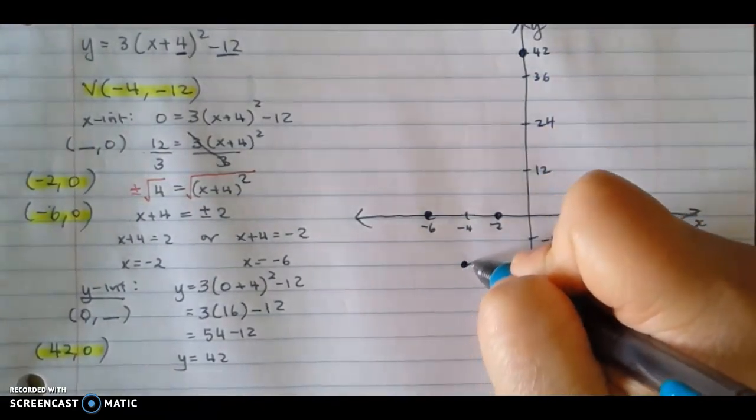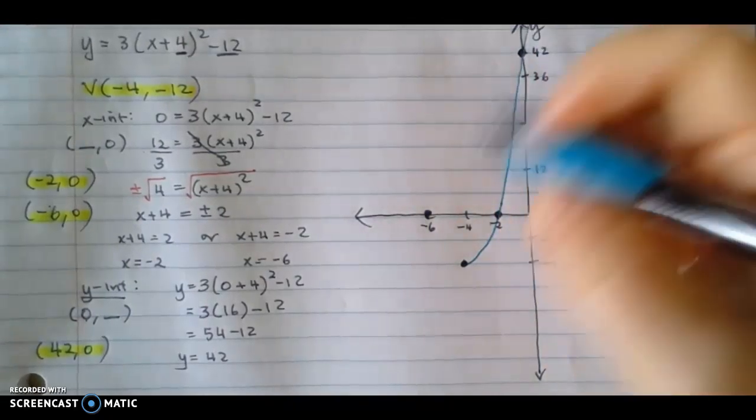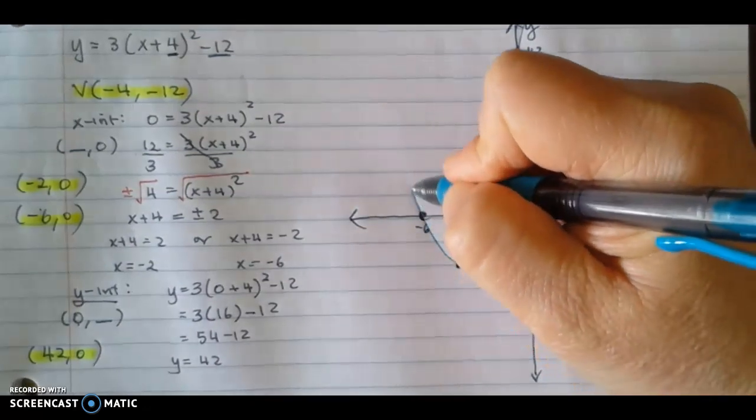Now that I've plotted those points, I know that a parabola is going to be symmetrical. So draw a nice curve that connects these.